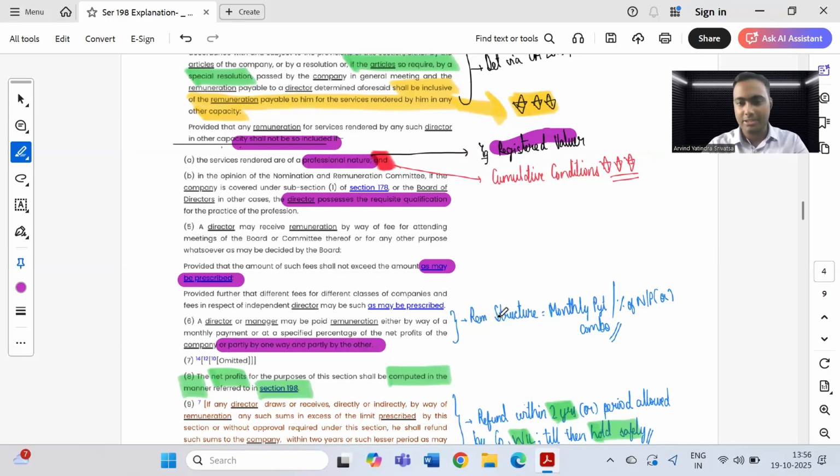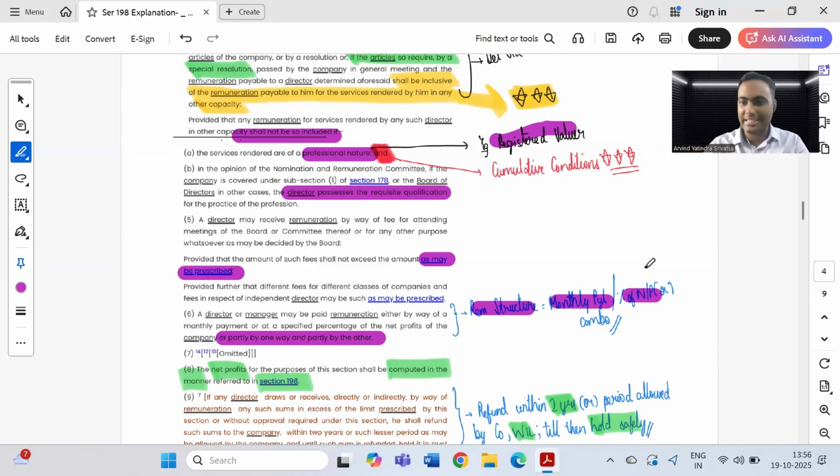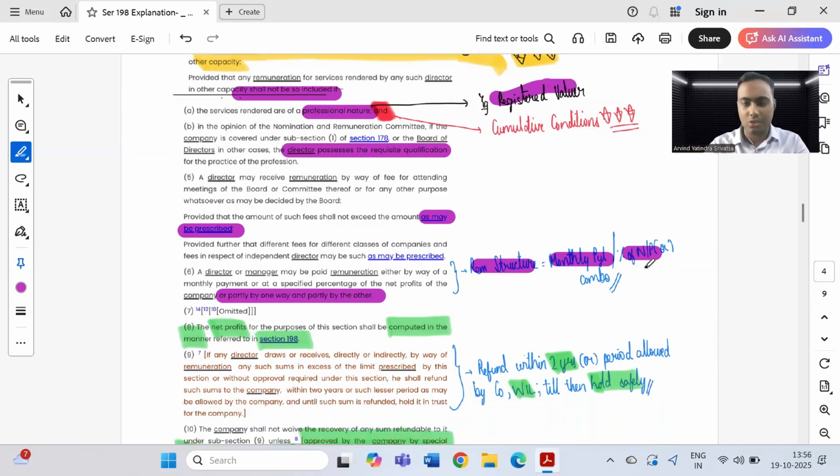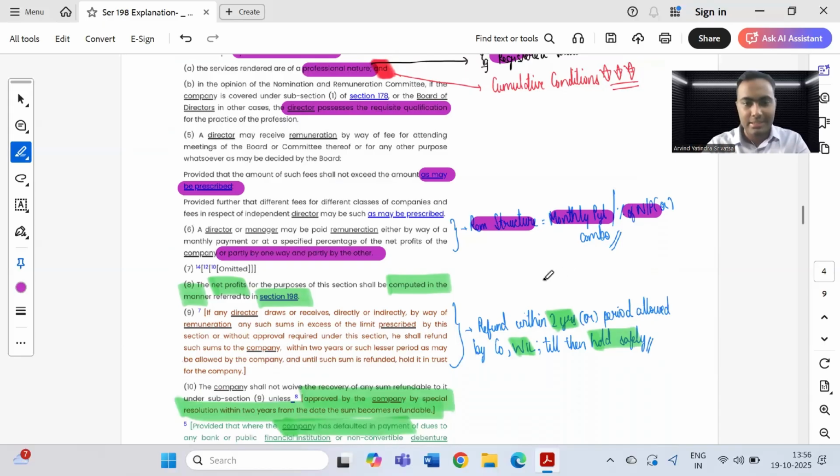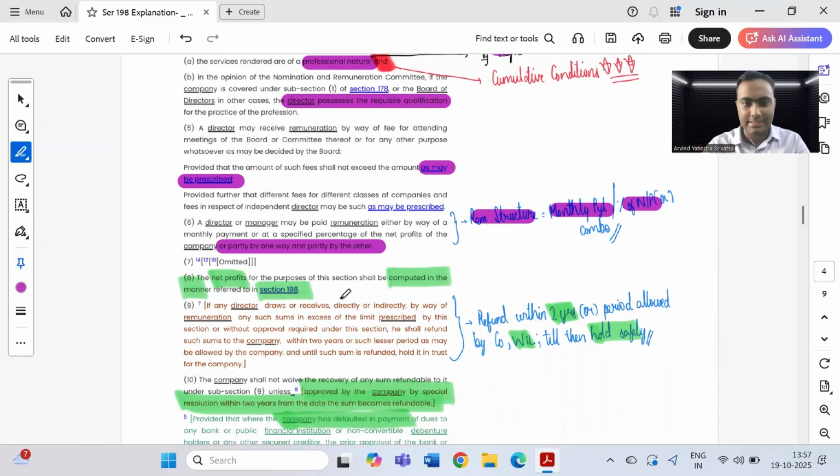Basically, it's saying that your remuneration structure can be either a monthly payment or a percentage of net profits, or a combination of both. One portion is in relation to monthly payment, another portion is in relation to percentage of net profits. It can be a combination of both as well, or it can be either of the two. All right, I hope that's clear. Next, net profits for the purpose of the section shall be computed in the manner referred in section 188. Yes, that is right. We saw that.